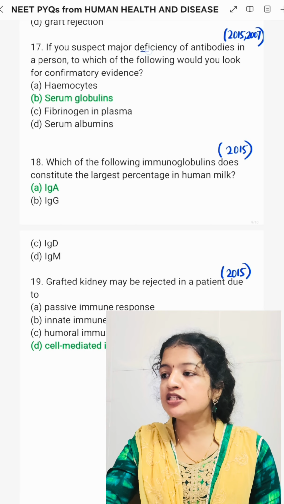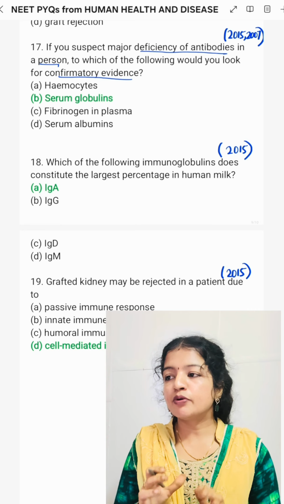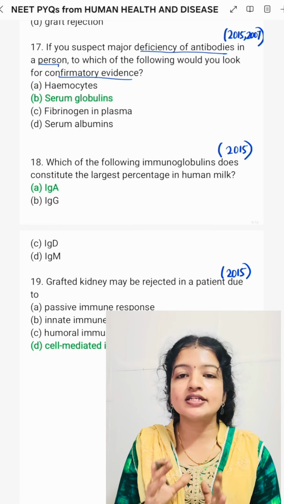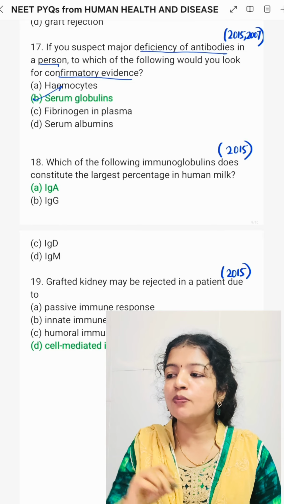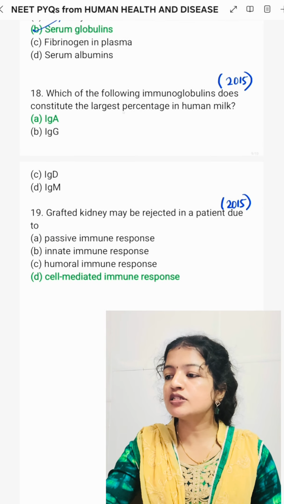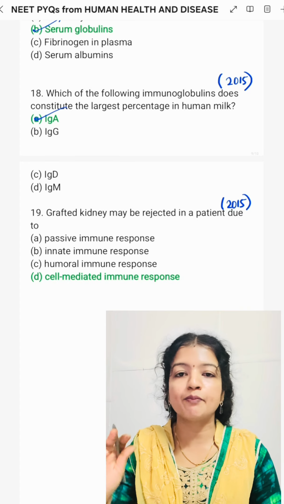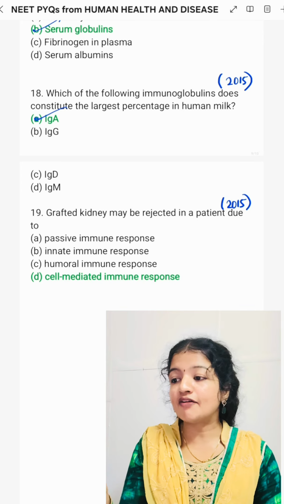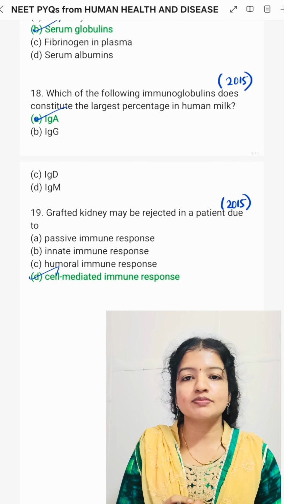Then, if you suspect major deficiency of antibodies in a person, what would you look for as confirmatory evidence? If a patient is suspected to have a major deficiency of antibodies, they will look for confirmatory evidence in serum globulins. Option B is the correct answer. Then, which of the following immunoglobulins constitutes the largest percentage in human milk? Immunoglobulin A. This is also a very important question. Then, as I said earlier, graft rejection has been asked repeatedly. A grafted kidney may be rejected in a person due to cell-mediated immune response.